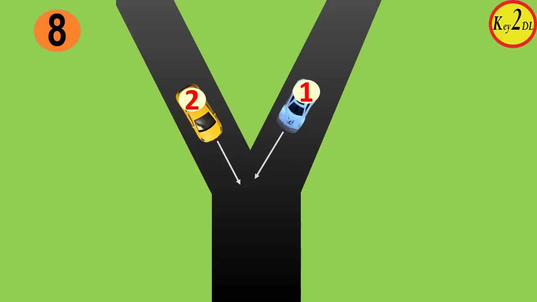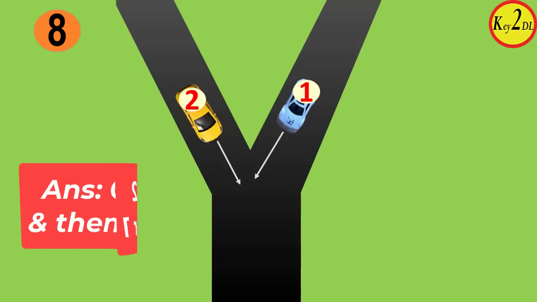Okay, now coming to another interesting situation, number 8, and it is just similar to the previous situation. Here also the right hand rule applies. And according to the right hand rule, the driving order should be car 1 and 2. No. Car 2 is right hand to car 1. So the final driving order should be car 2 first and then car 1, right?